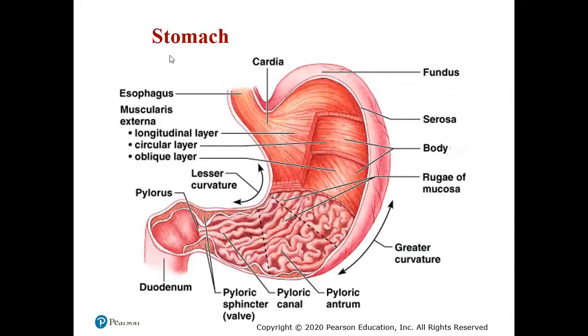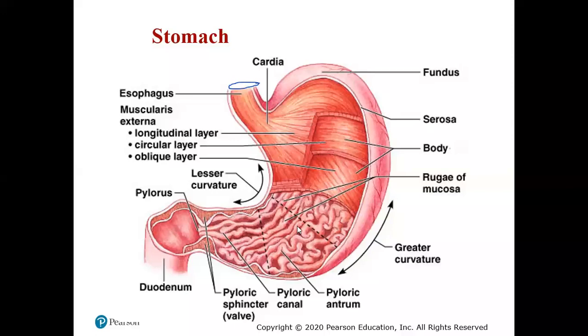Once the food bolus reaches the lower esophageal sphincter, which is about here, it will then continue into the cardia portion of the stomach. The fundus is the part that is located above the juncture of the esophagus, so it's kind of a balloon up here. Then we have the body of the stomach leading to the pyloric section, ending in the pyloric sphincter.